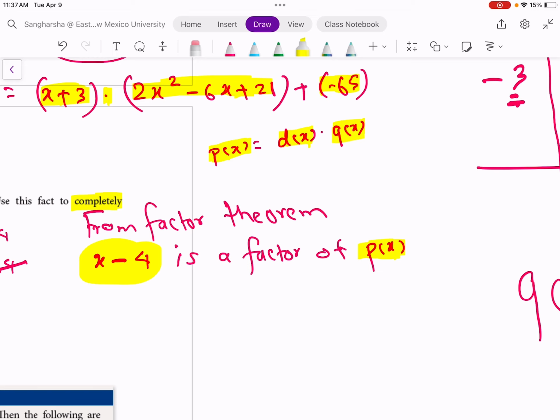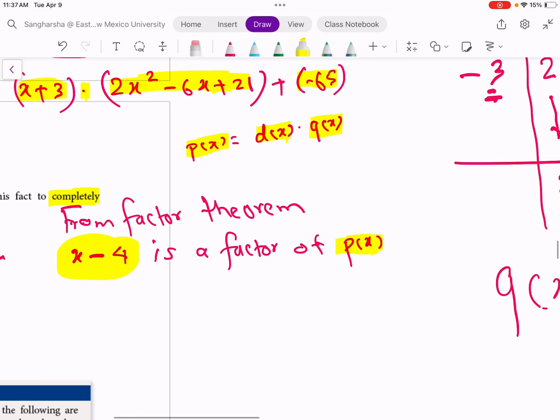Now what method do you want to use to find the quotient? Do you want to use synthetic division or long division? Synthetic. Okay, let's go ahead and use synthetic division.